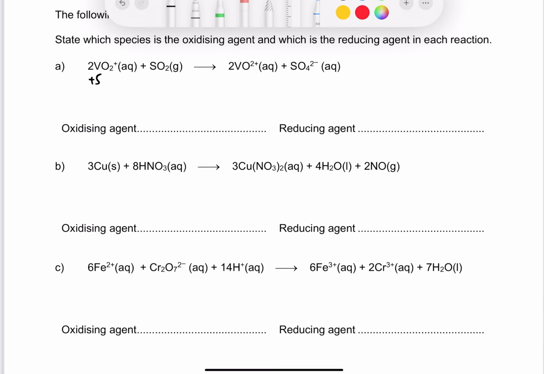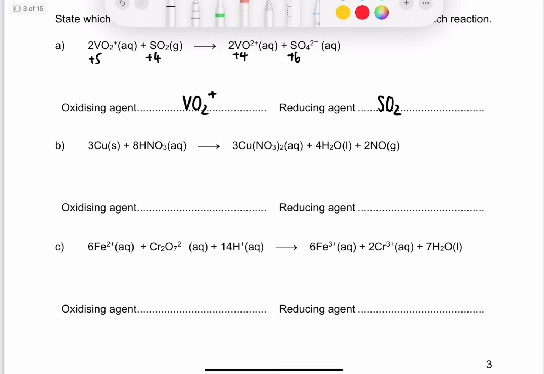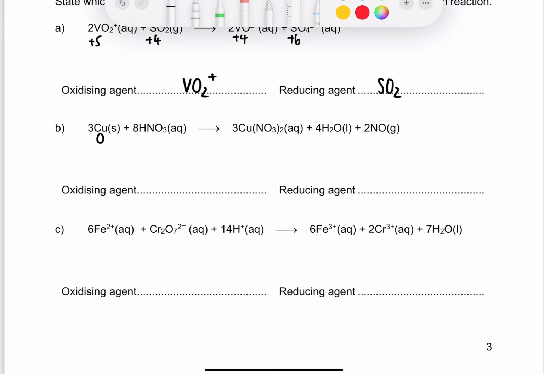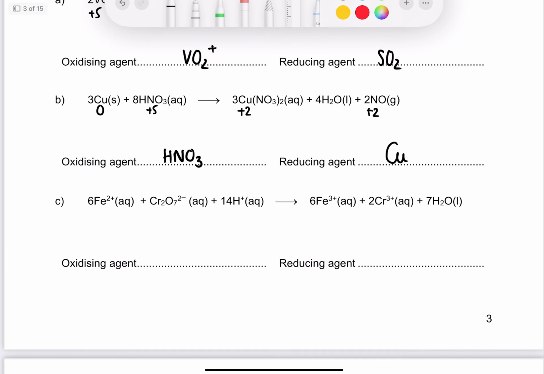So we should have got vanadium is +5 here, but +4 over here, which means the VO2 plus is the oxidizing agent, and that sulfur is +4 here and +6 over here, which means that SO2 is the reducing agent. Copper is 0 and then +2. Each nitrate ion is -1, so the copper is +2, which means that copper, because that's the full formula, is the reducing agent. The nitrogen in nitric acid is +5, and the nitrogen in nitrogen monoxide is +2. And so the nitric acid is the oxidizing agent. The nitric acid caused copper to be oxidized.